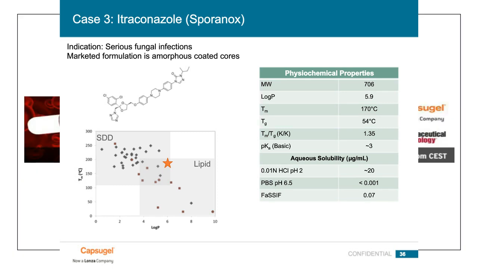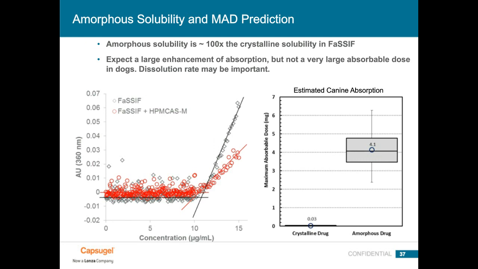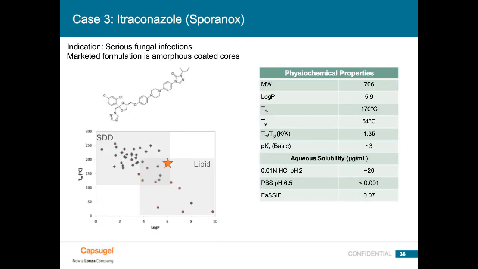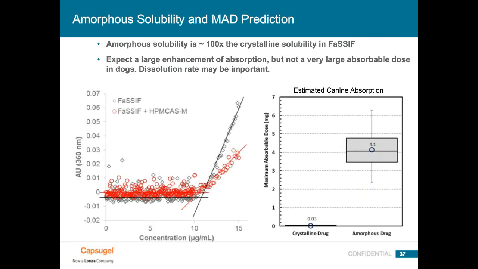So the first test that we ran, as I mentioned, is the amorphous solubility test. And we can see that although the crystalline solubility is exceedingly low in FASIF, so that was on the previous slide, you can see there is less than 0.1 microgram per milliliter, the bottom number on that table. In the amorphous form, we get an enhancement of about 100x. It's nearly 10 microgram per milliliter in the amorphous form. So we do expect to see a very large effects by formulating in the amorphous state.